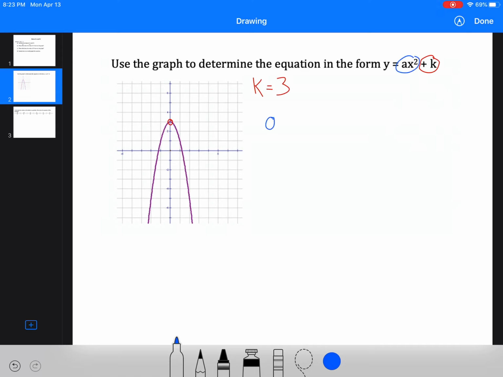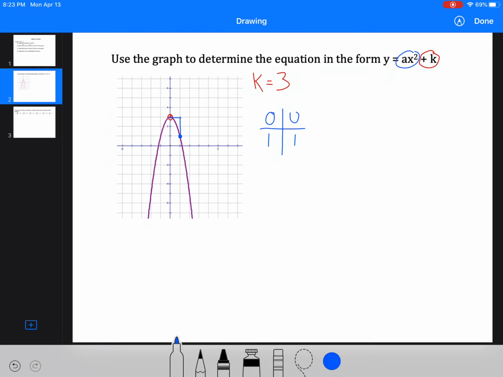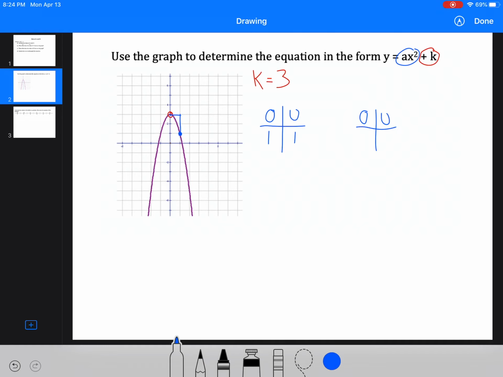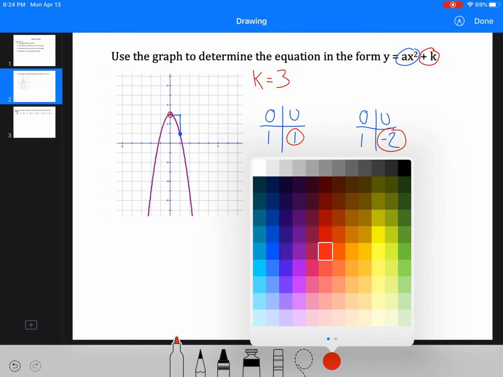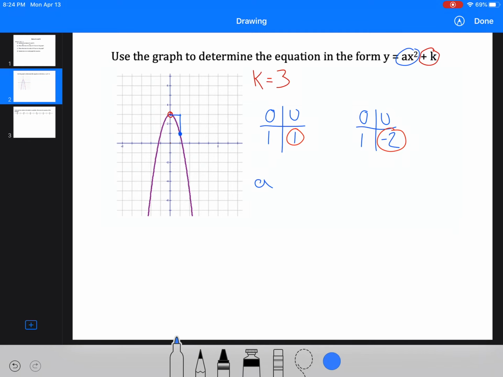Now, our over and up chart is going to tell us our A value. Normally, we would go over 1, up 1. But here, we've gone over 1 and down 2. All we have to do to find out what our A value is, is take our new up value and divide it by our old up value. So we've got negative 2 divided by 1, which is just negative 2. So therefore, our equation here is y equals negative 2x squared plus 3.